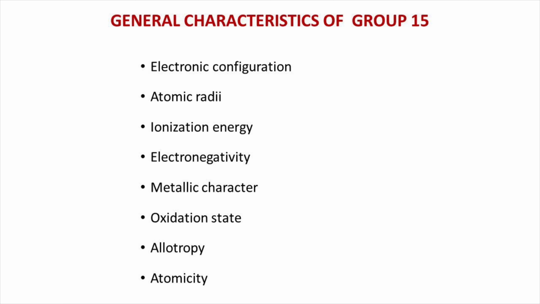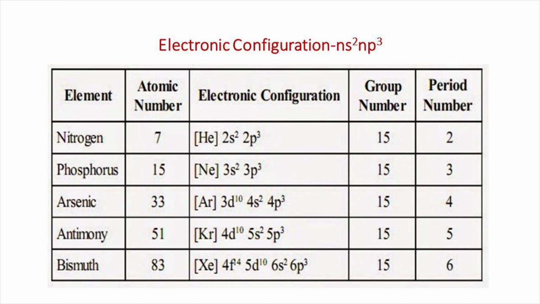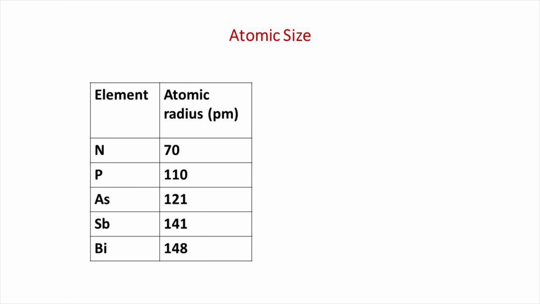Now we can learn some aspects of general characteristics of group 15 elements. This includes electronic configuration, atomic radii, ionization energy, electronegativity, metallic character, oxidation state, allotropy and atomicity. The valence shell electronic configuration of group 15 elements is ns2np3. On moving down the group, atomic radius increases.